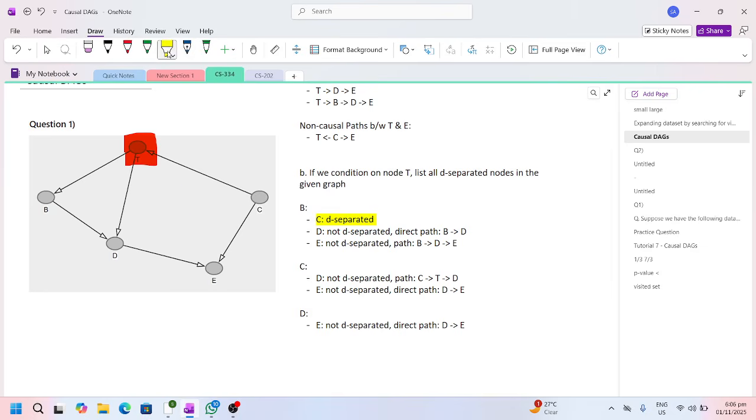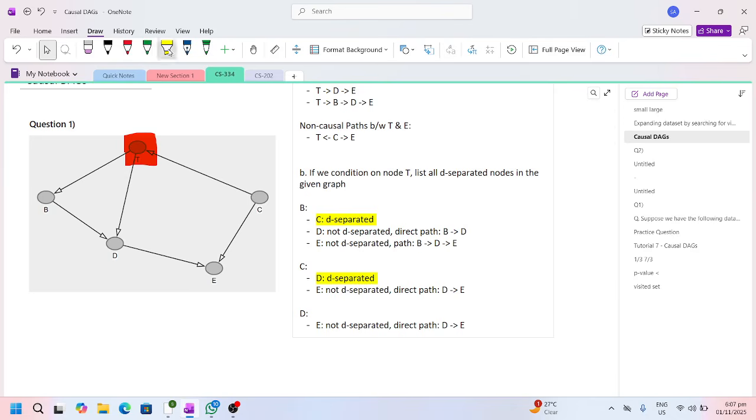Let's look further. B and D we have already established are not d-separated. B and E are also not d-separated because this path is still open. Then I look at C and D. Let's think about this one. There is this path between C and D, which is blocked since E is a collider in this path. There is this path between C and D, which is blocked because you've conditioned on T. And lastly, there is this path between them, which is also blocked since we've conditioned on T. So that means C and D are d-separated, since there is no path between them that still remains open.